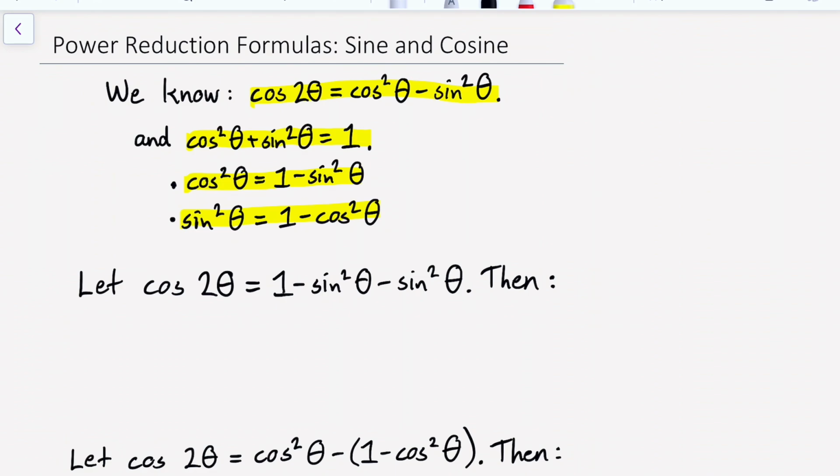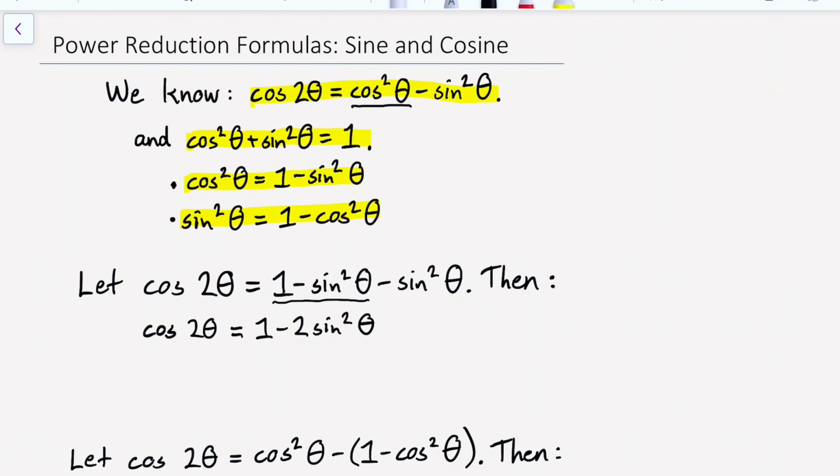So going back to our double angle formula, let's make a substitution, and instead of writing cosine squared theta here on the right side, let's replace that with 1 minus sine squared theta. Then we have the following equation. And from here, I can say cosine of 2 theta equals 1 minus 2 sine squared of theta.